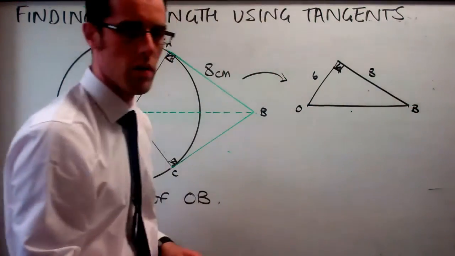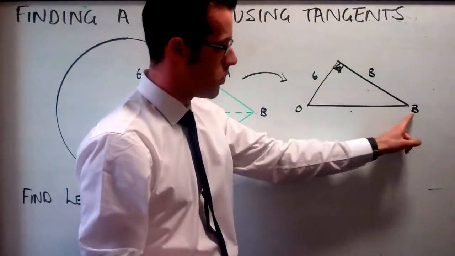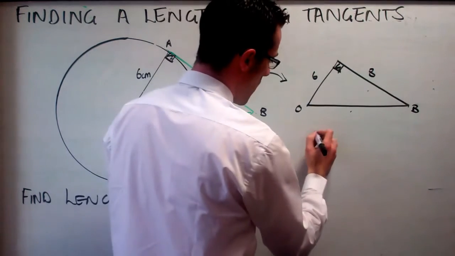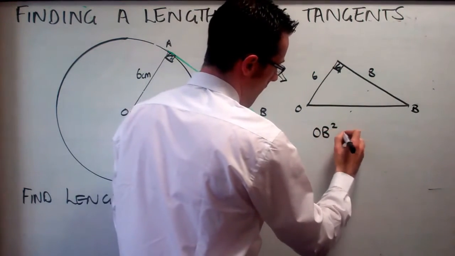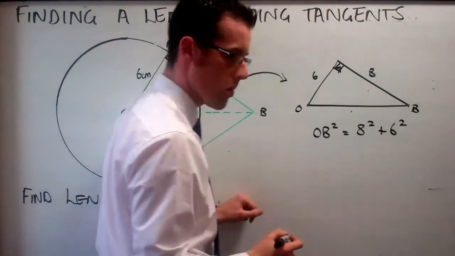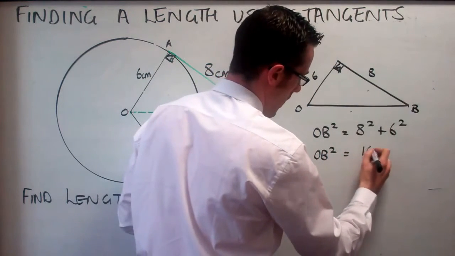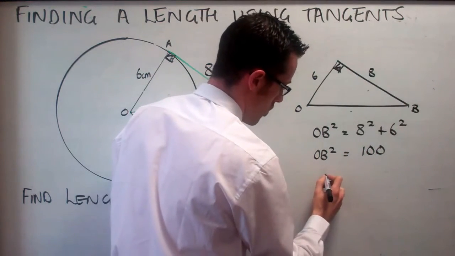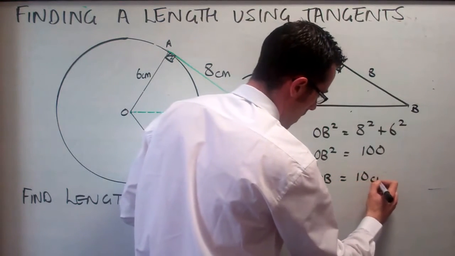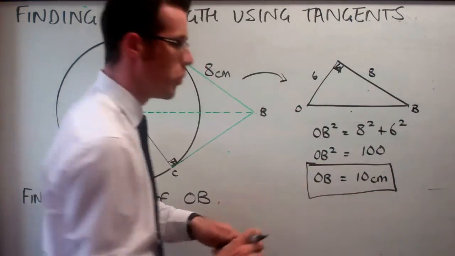Alright, so we're going to use Pythagoras' theorem. This is a hypotenuse because it's opposite the right angle. So, OB squared is going to be equal to 8 squared plus 6 squared. So OB squared, if we add that up, that's 100. I'm sure you can see where this is going. So OB is 10 centimetres.